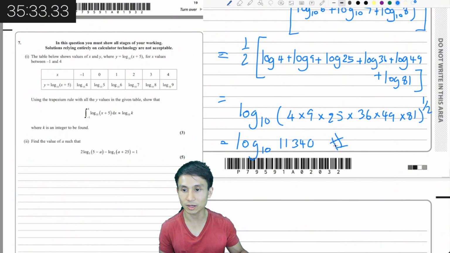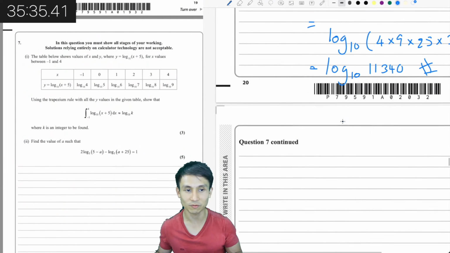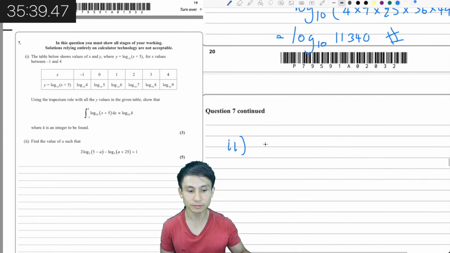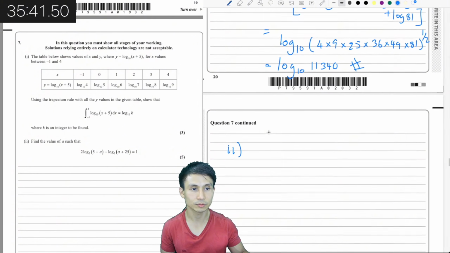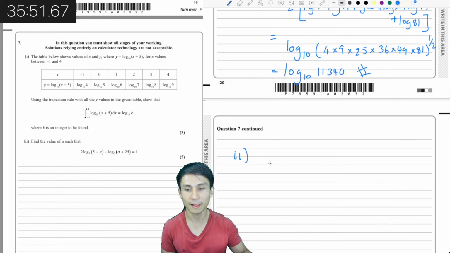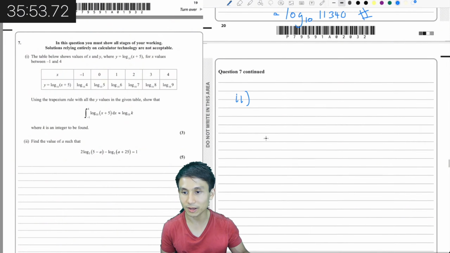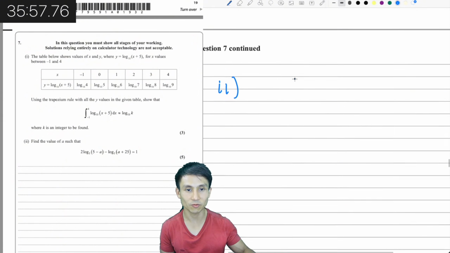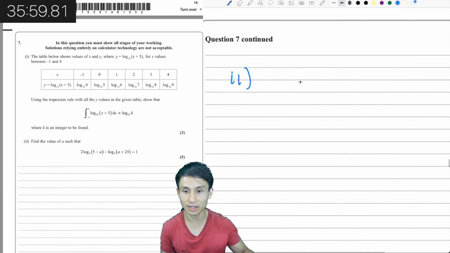So that's the answer there, where k is an integer to be found. We found it. And then the second part, let me do that again. 4 times 9 times 25 times 36 times 49 times 81. Yeah, same number. All right, so I find the value of a such that blah, blah, blah. Okay, so this is solving a log equation, guys, not that hard.